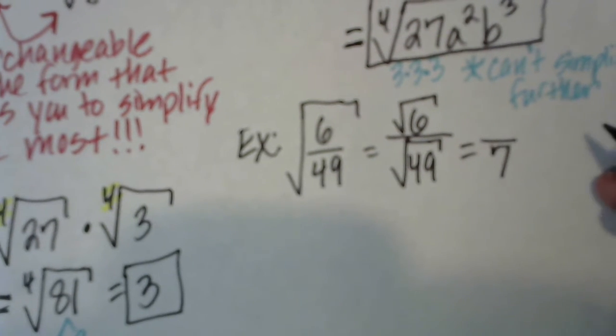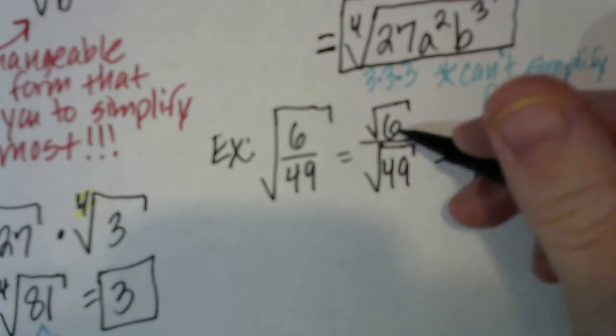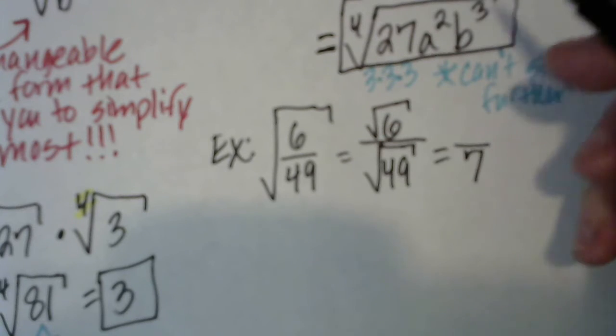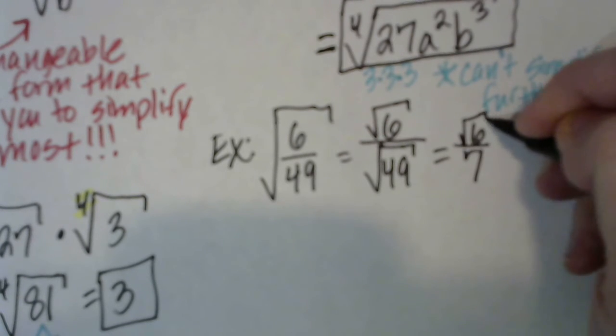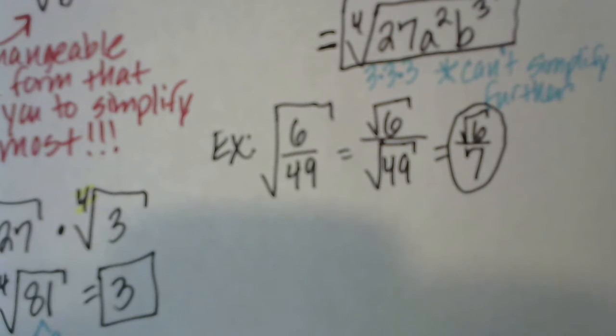So see, it helps me simplify it further if I write it as 2 separate radicals. I can't do anything with the square root of 6, so it just stays square root of 6. That's okay as long as the radical's in the numerator. You can leave a radical in the numerator.